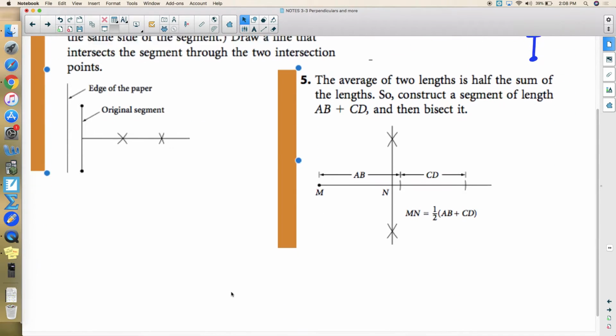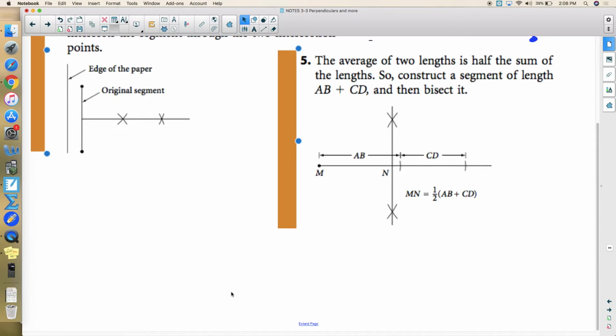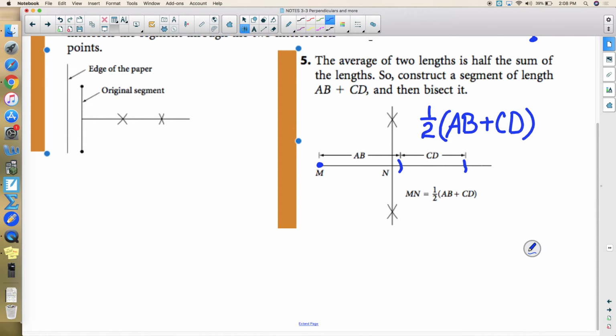Number 5, you have two choices. They went ahead and first got the sum of the two lengths, so they made a segment that they had length AB marked off from M, and then they had length CD marked after that, so they made a segment that was the total lengths. After that, then they bisected it so that only this part on each side of the perpendicular bisector is that average distance or average length they were seeking.